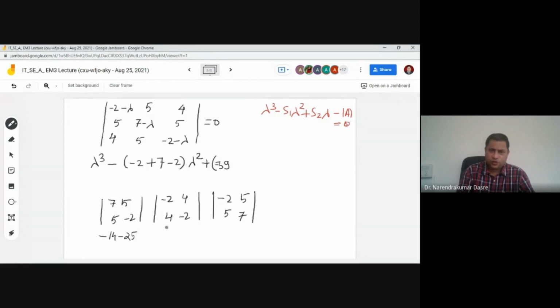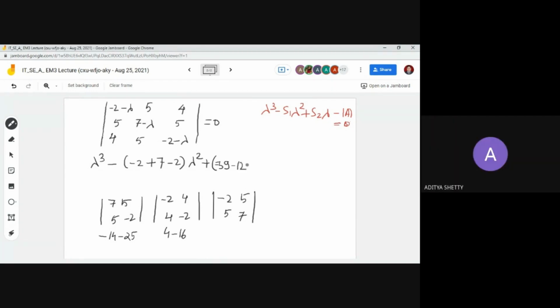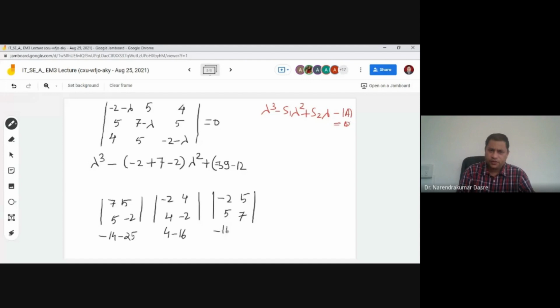For this, what will we have? 4 minus 16. What is the value of this minor? Minus 12. For this, we have minus 14 minus 25, so again it is minus 39. And this is lambda, and minus the value of the determinant, so it is going to be 216, and this is equal to 0.